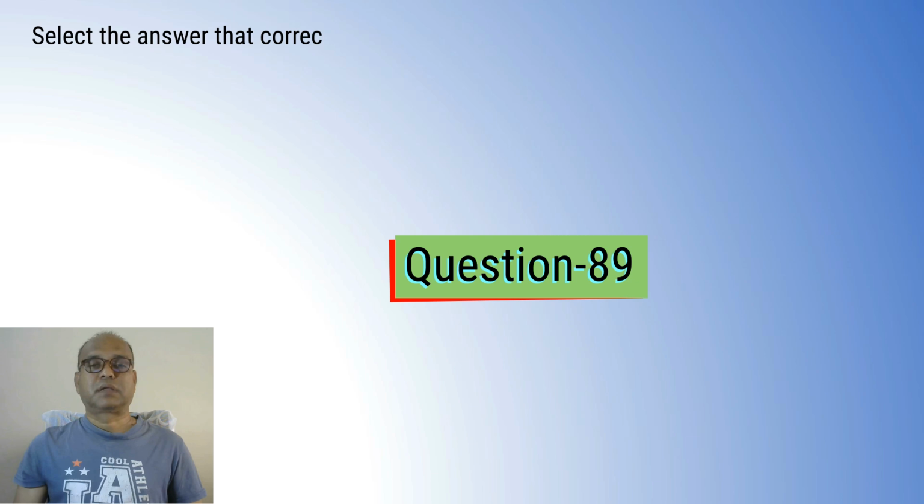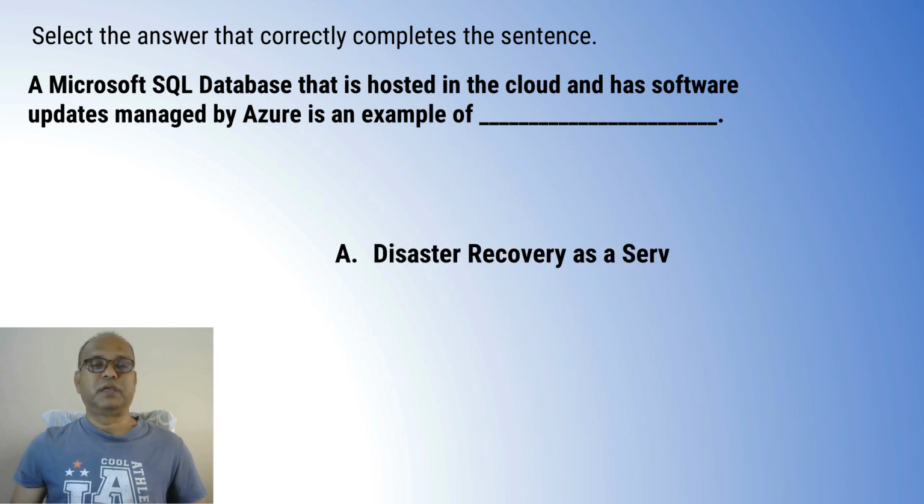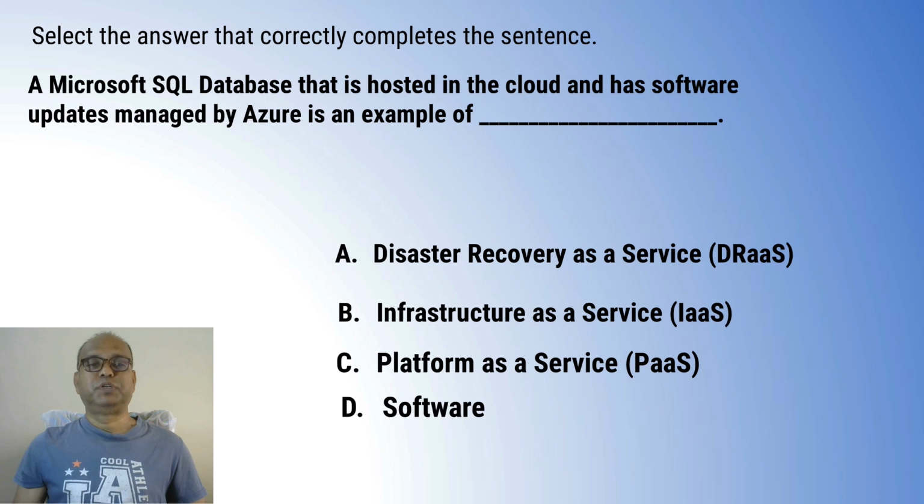Select the answer that correctly completes the sentence. A Microsoft SQL database that is hosted in the cloud and has software updates managed by Azure is an example of dash. Option A, disaster recovery as a service DRaaS. Option B, infrastructure as a service IaaS. Option C, platform as a service PaaS. Option D, software as a service SaaS.